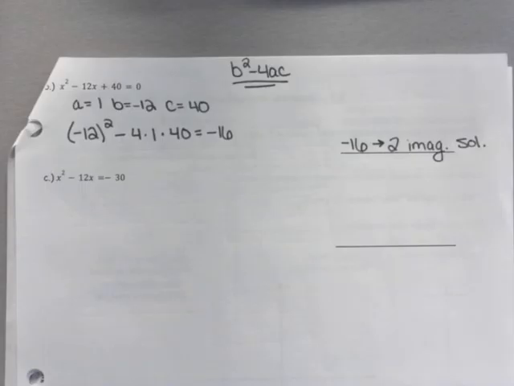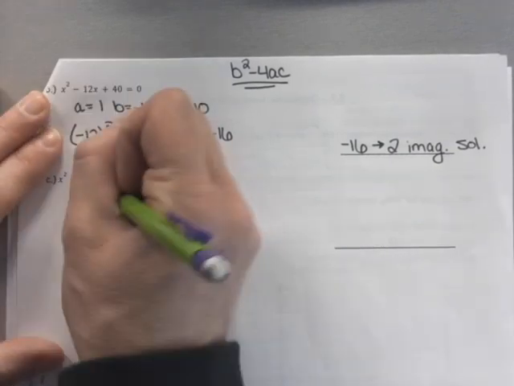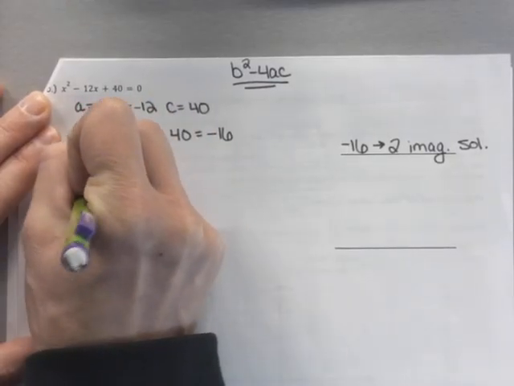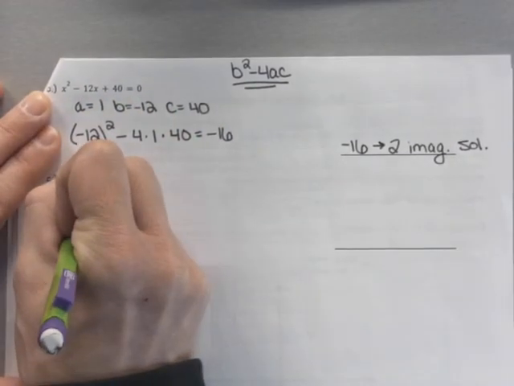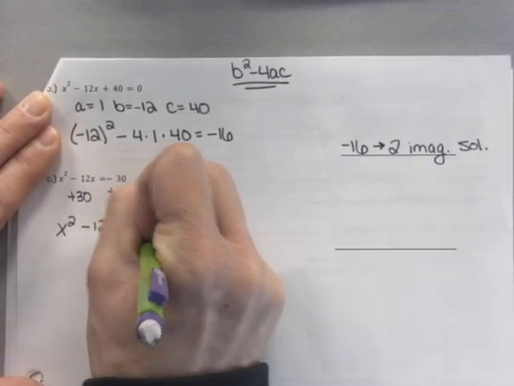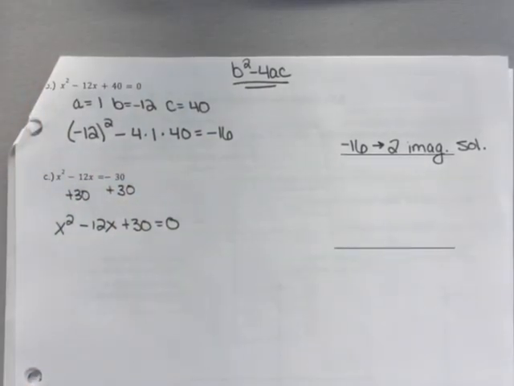All right, look at the last one. Is the last one set equal to 0 like all the other ones have been? Bummer. So the first thing I need to do is add over the 30 so that it's set equal to 0. So I've got x squared minus 12x plus 30 equals 0. So if it's not set up the way you need it to be set up, fix that first.